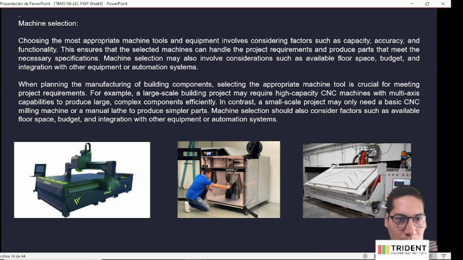And while choosing the most appropriate machine tool involves considering factors such as capacity, accuracy, and functionality. This ensures that the selected machines can handle the project requirements and produce parts that meet the necessary specifications. The machine selection may also involve considerations such as the available floor space, budget, and integration with other equipment. To purchase this type of machines, you will need a space and budget also.